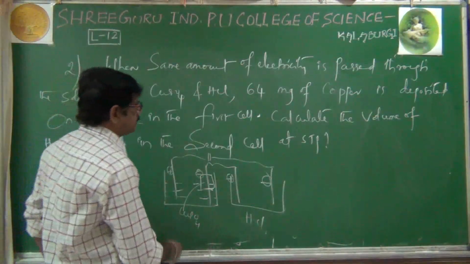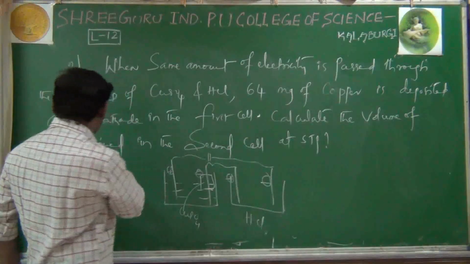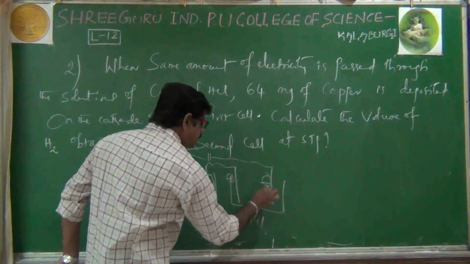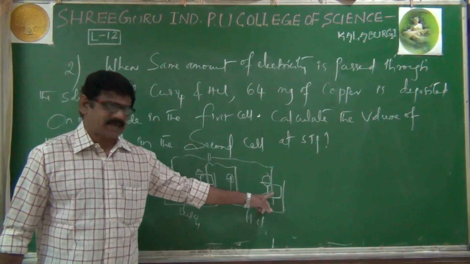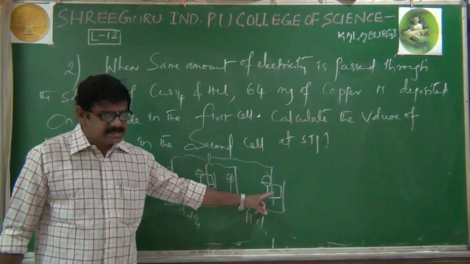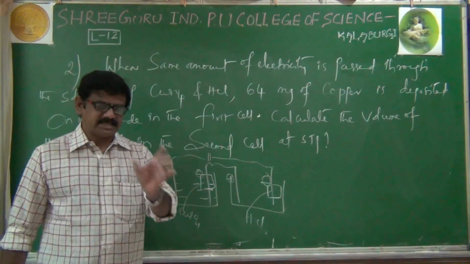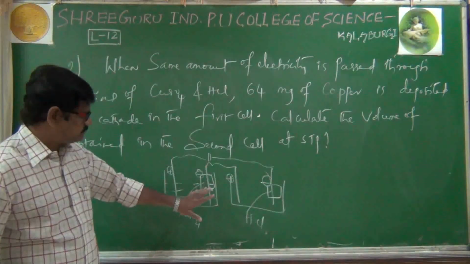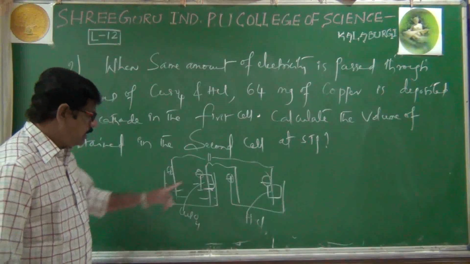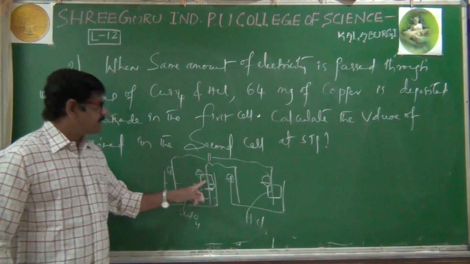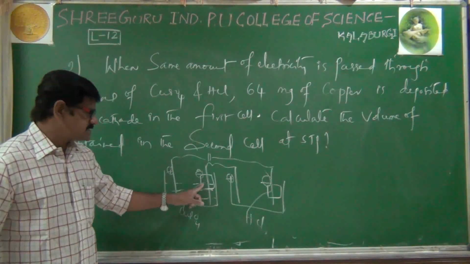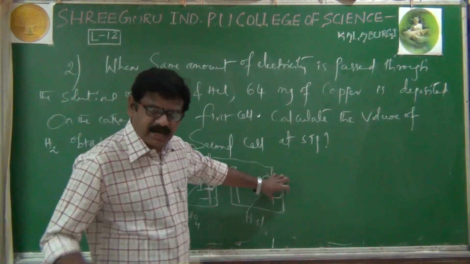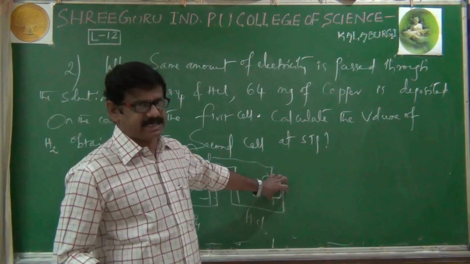Then he is asking, calculate the volume of hydrogen. Here, what happened? Hydrogen is depositing here. Hydrogen mass is obtained first based on the second law of Faraday. But in the question, I'll repeat once again, the copper mass is already given. Based on this copper mass, we can calculate the hydrogen mass by using the second law of Faraday.